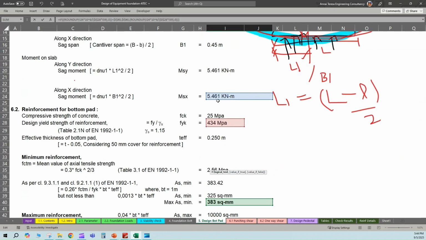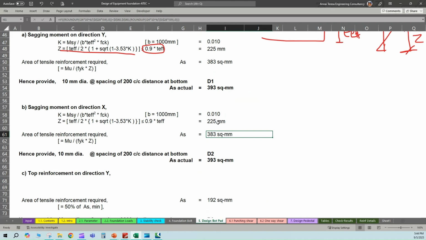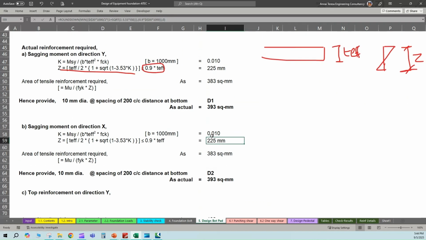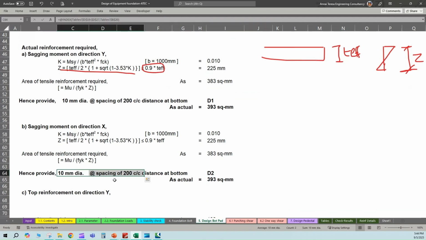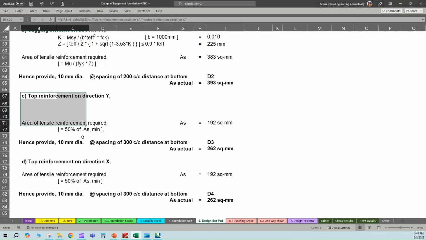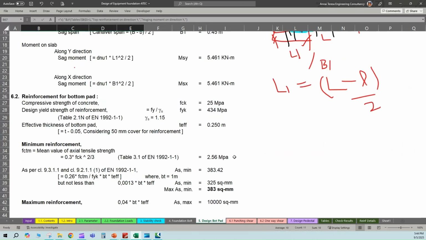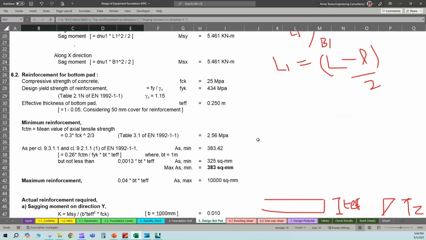That moment value remains the same, 5.461 kilonewton. All inputs related to the x direction are also the same as for the y direction. So the value comes the same here also, 383 for the area of reinforcement. So again we are providing 10 at 200 center to center distance. Coming to the top reinforcement for both directions, there is no top reinforcement required, because as per the bending moment calculations we see only the sagging reinforcement. That means only the bottom of the slab is subjected to tension.